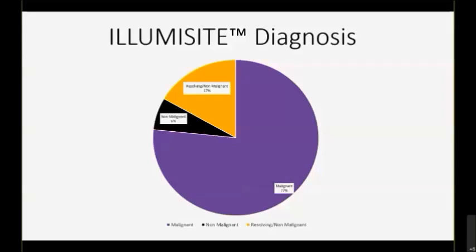But this is with 60 patients, and it showed that 77% of our patients' lesions turned out to be malignant. 6% were non-malignant, and then 17% were resolving or non-malignant. That 6% was actually supposed to be non-diagnostic. Next.